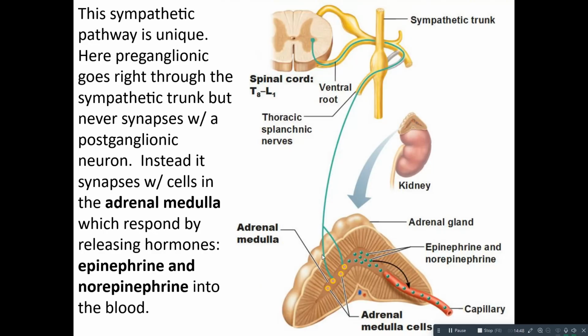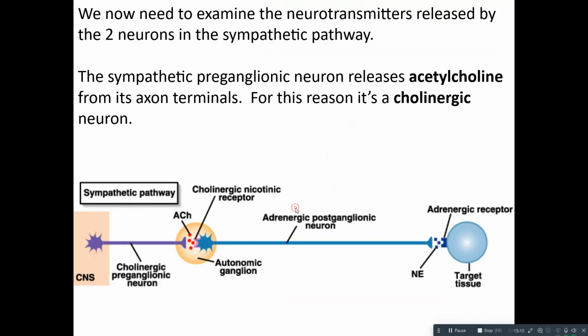And in the adrenal gland, the preganglionic neurons synapse with modified postganglionic neurons called adrenal medulla cells that then release hormones. These are fight or flight hormones called epinephrine and norepinephrine, and those fight or flight hormones end up going into the blood. So, those are our many pathways for our sympathetic system.